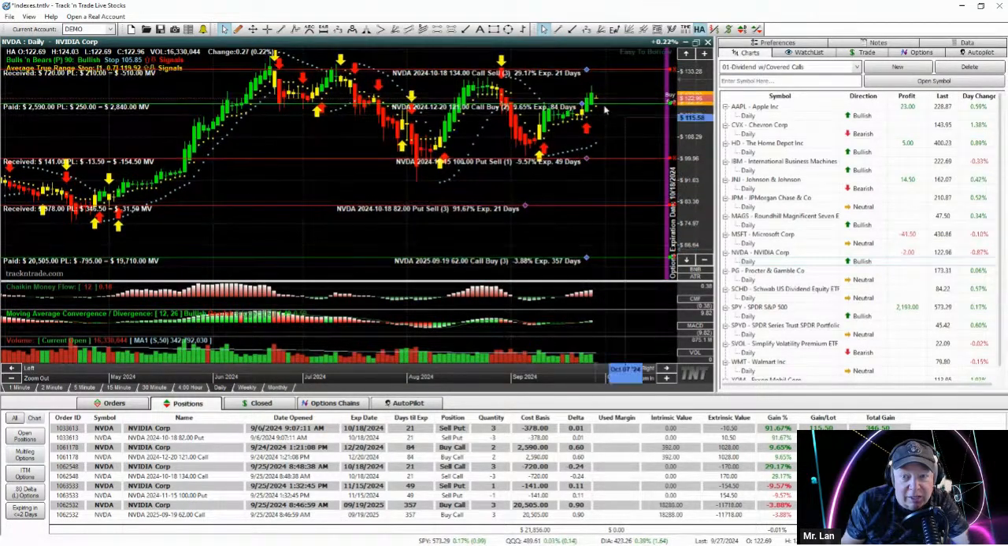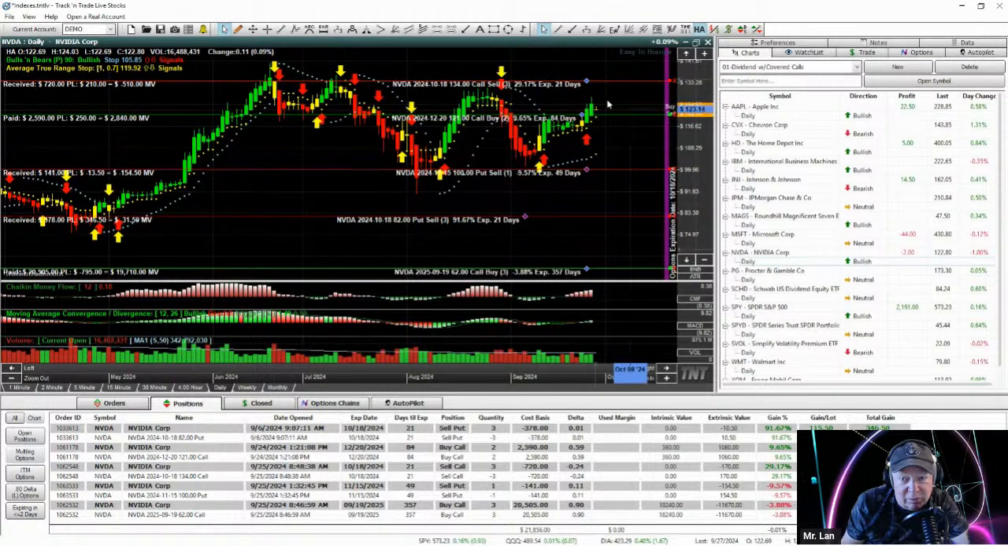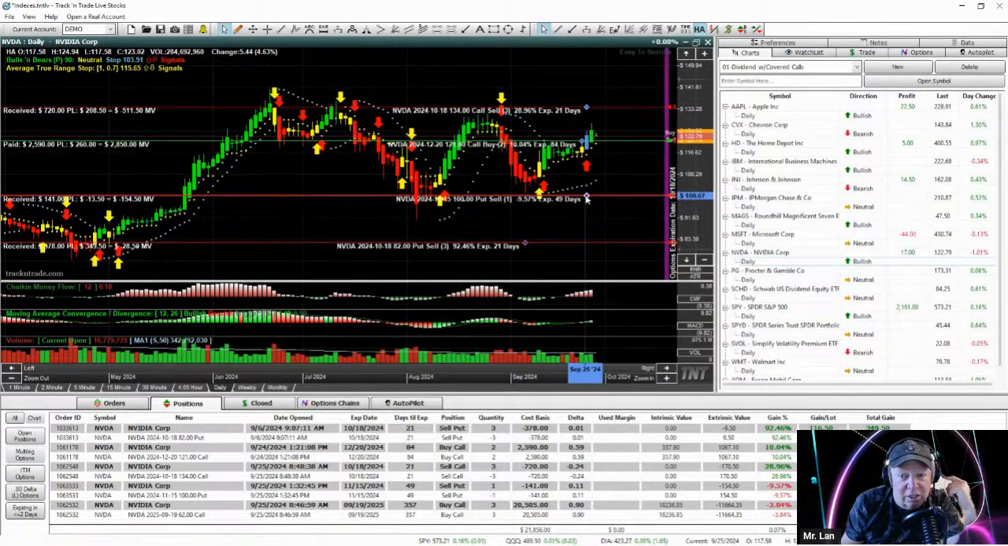Now, NVIDIA rallied yesterday, and it looks like it's pulling back a little bit today. I want to see NVIDIA rally, obviously, but some days people take profits, and so it pulls back a little bit. I am bullish on NVIDIA, as you can see, but we also have some short positions on NVIDIA, which are these here. See this?